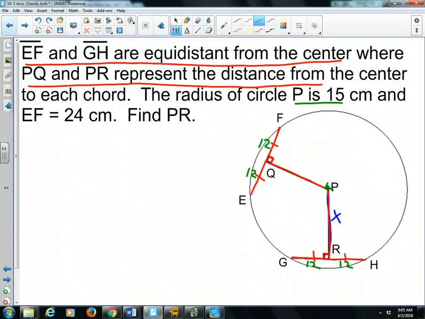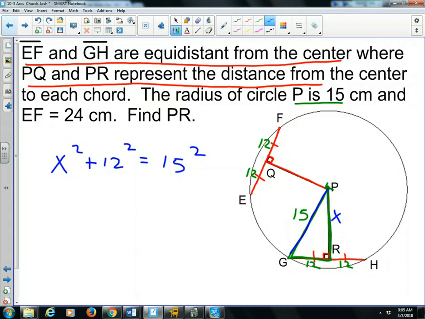And what helps us is from P to G. That is also a radius, isn't it? And now, how does that help us? This is a right triangle, right? In a right triangle, the Pythagorean theorem exists, and if the radius is 15, now I can say x squared plus 12 squared, the two legs, equals the hypotenuse squared, which is this 15.